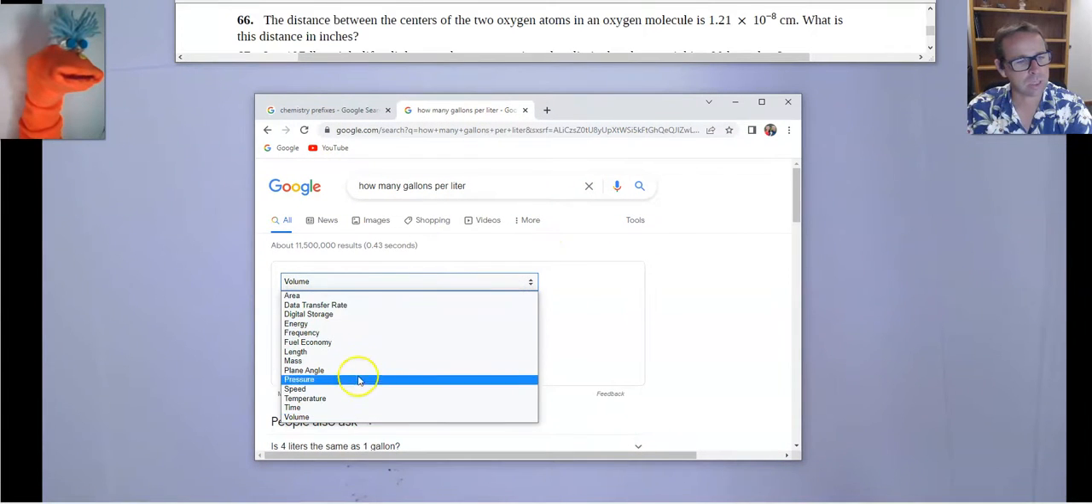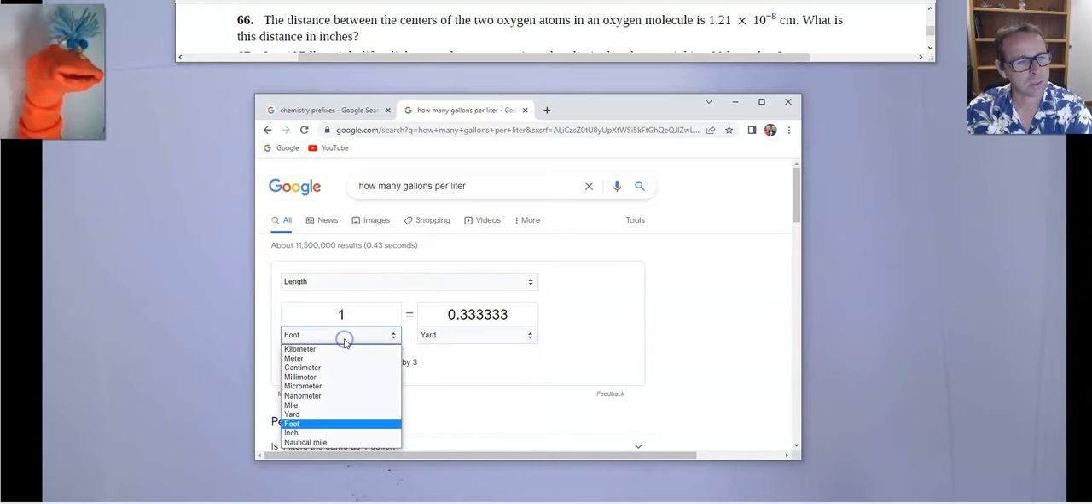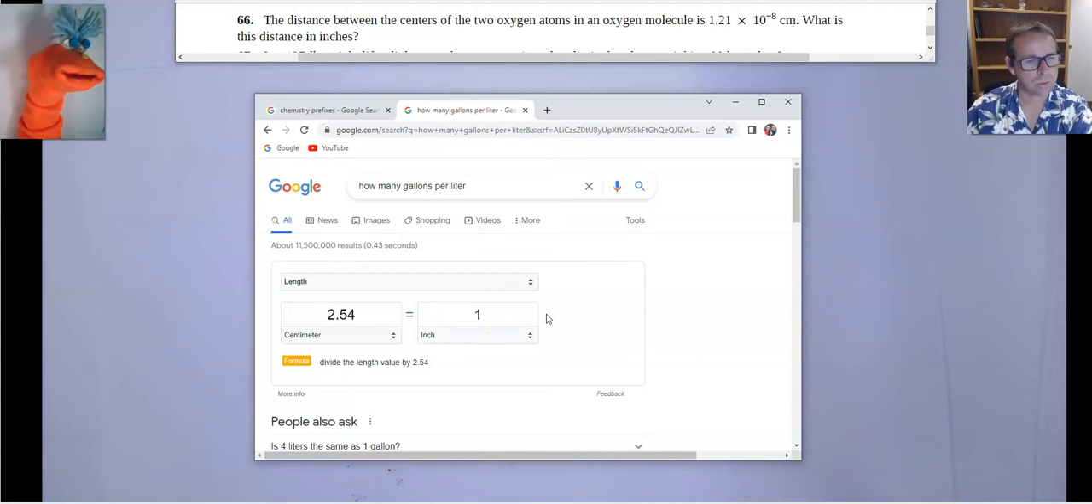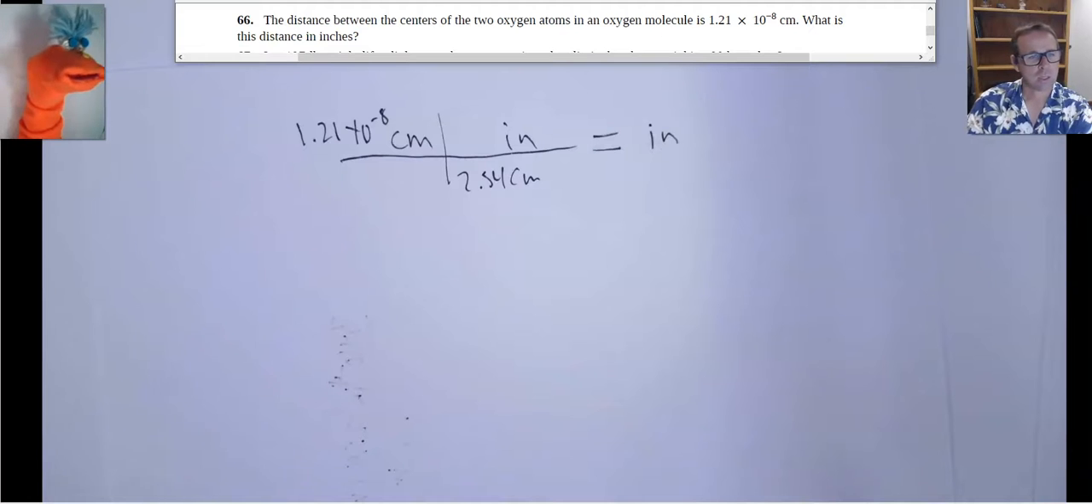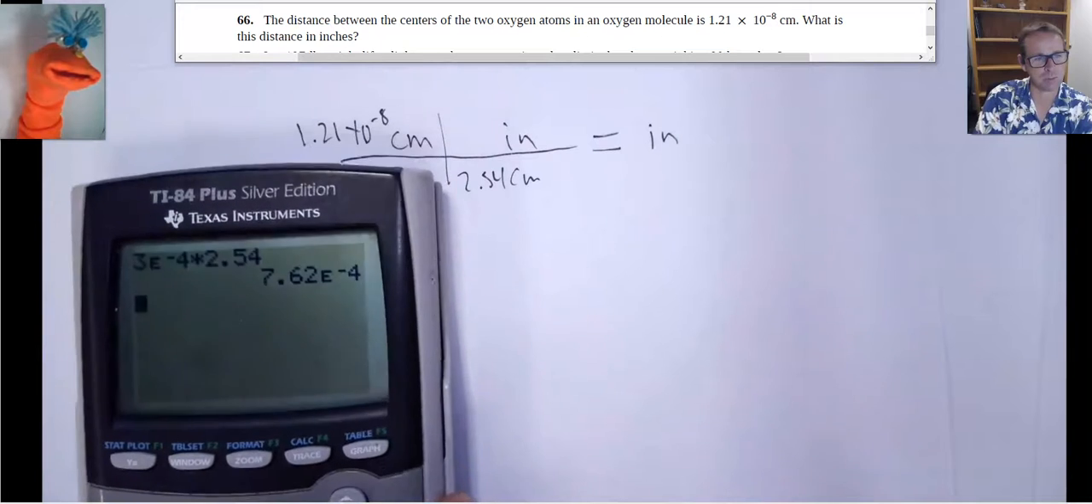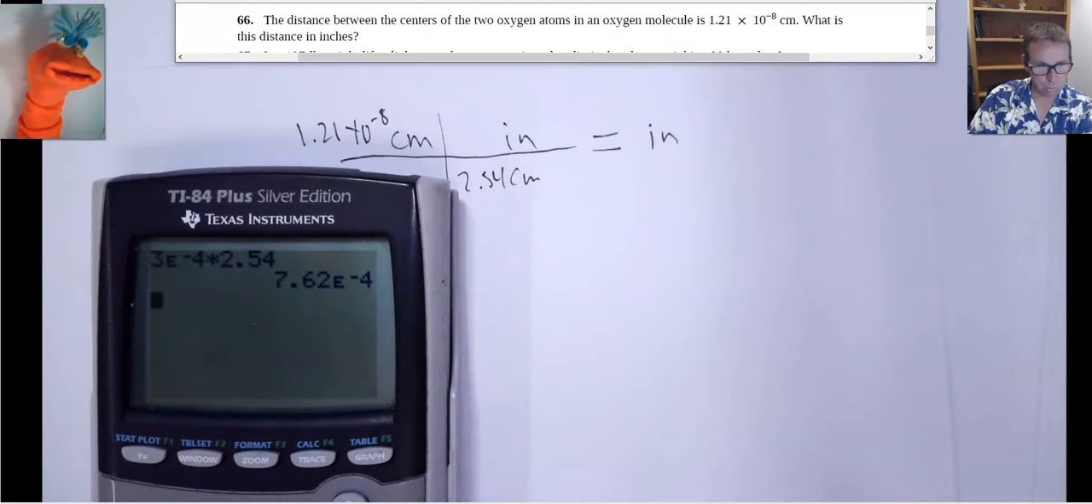So let's go to length, centimeters, and inches. Make the inch 1, 2.54. That's it. It's an exact number. All right, good to know. So 2.54, 1.21 times 10 to the minus 8 divided by 2.54.